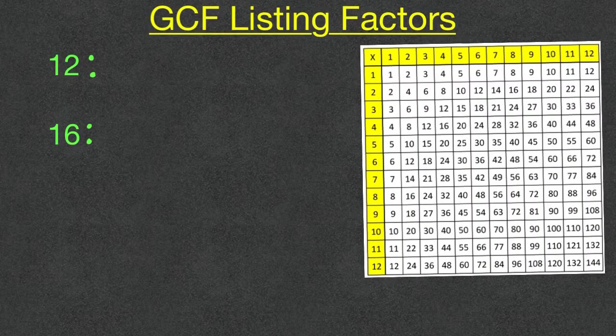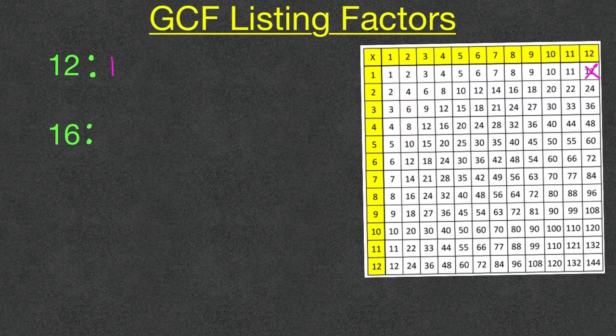We're going to find the greatest common factor, listing the factors of each number. We're going to use the multiplication chart to find our factors. This might help you. You don't have to use it, but this can help you. So we do 1 times 12 gives us 12.